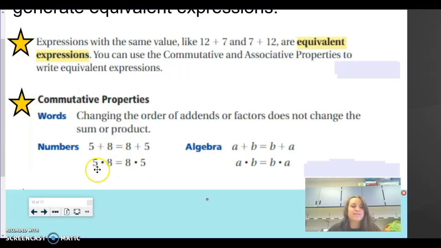And 5 times 8 is going to be the same thing as 8 times 5. Let me say that again. 5 times 8 is the same thing as 8 times 5. Both products are equal to 40, so that means both sides of this equal sign are balanced. They are equal to each other.